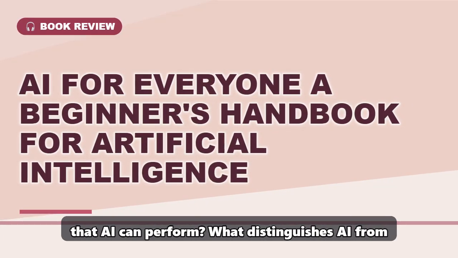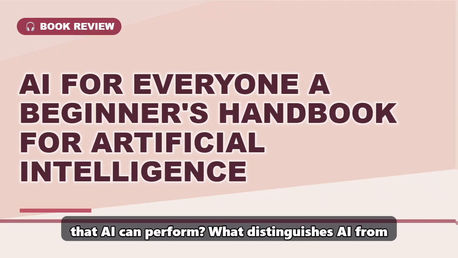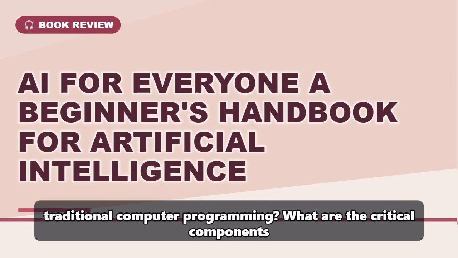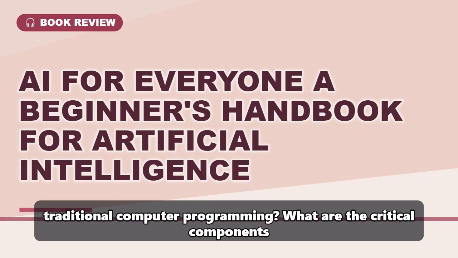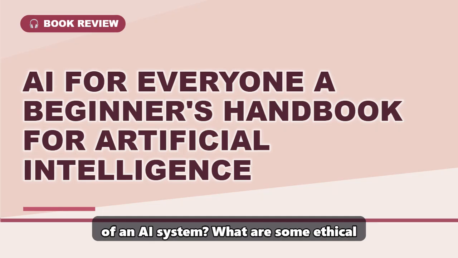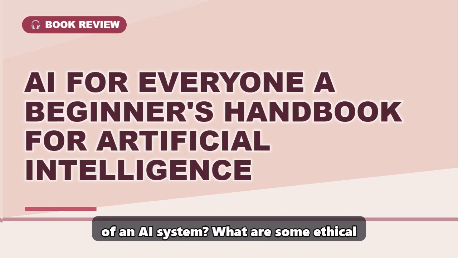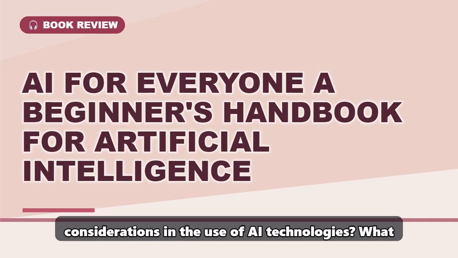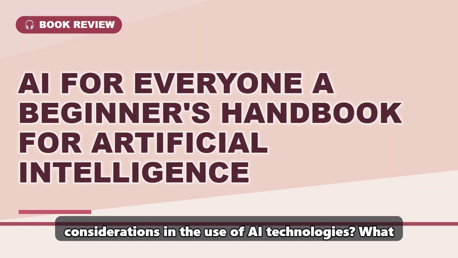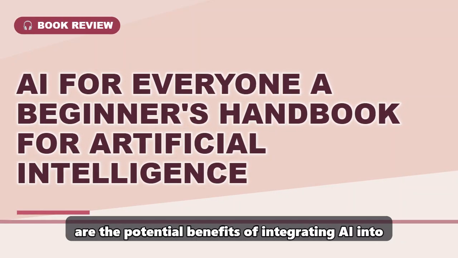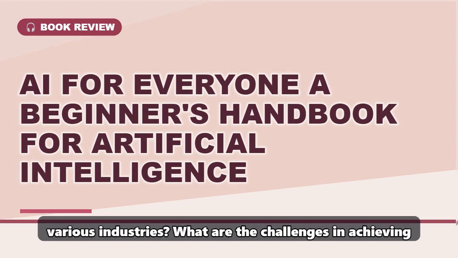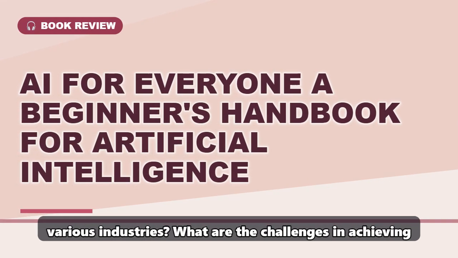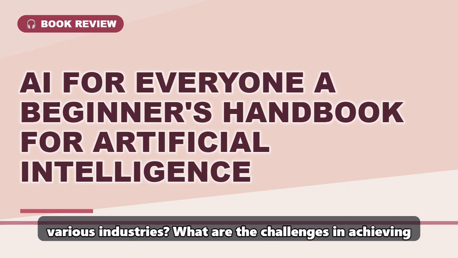What distinguishes AI from traditional computer programming? What are the critical components of an AI system? What are some ethical considerations in the use of AI technologies? What are the potential benefits of integrating AI into various industries? What are the challenges in achieving human-level AI intelligence? What are some common misconceptions about AI?